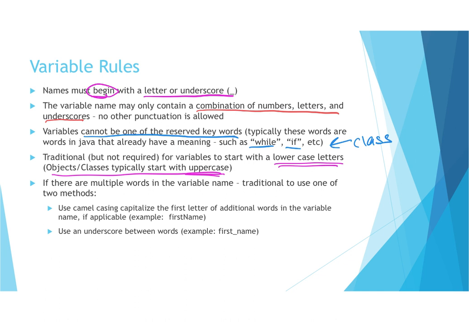Now, the other thing is you've probably noticed that you can't use any other punctuation, which means that there are no spaces allowed in those names as well. Because there are no spaces allowed in those names, there are two ways that programmers typically name these variables if they have multiple words in them. The first is to use what's called camel casing, which means the first letter is lowercase, and then you capitalize the first letter of each word after. So here you see firstName, but the N here is capitalized to signify the beginning of another word.